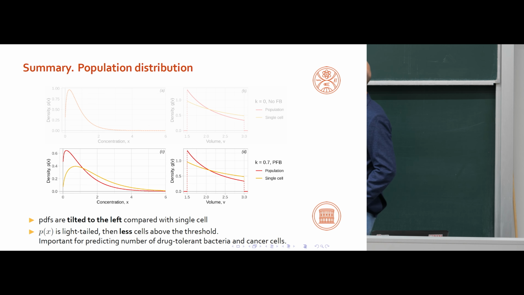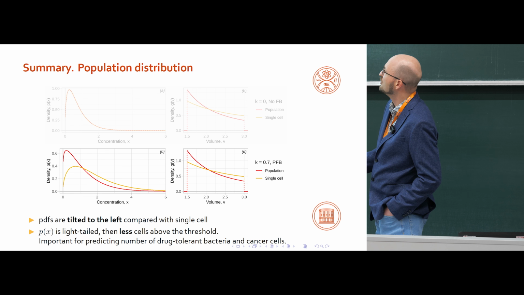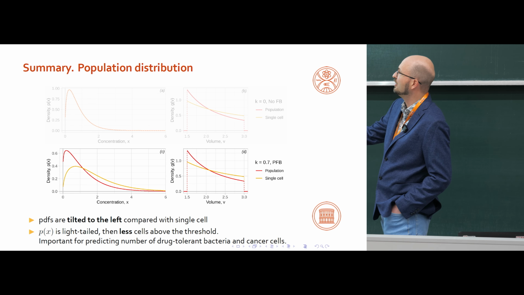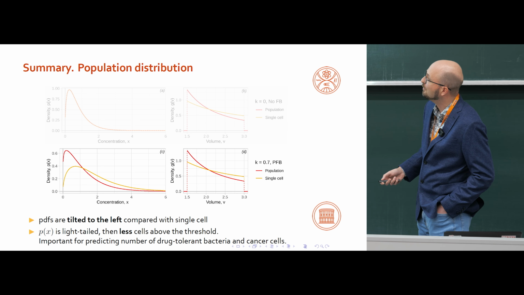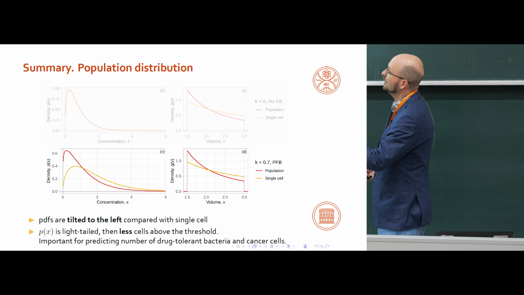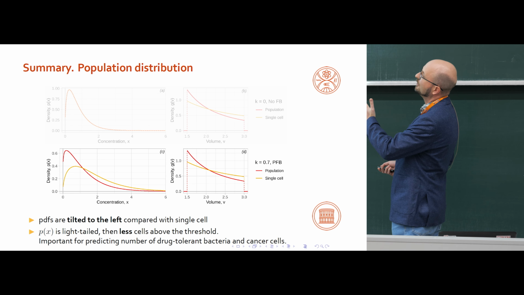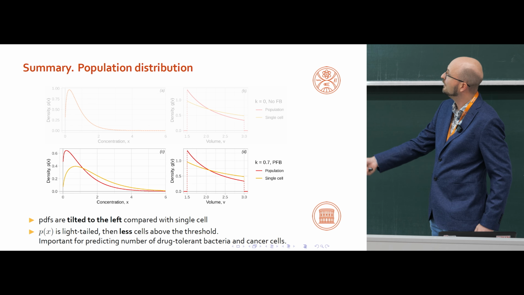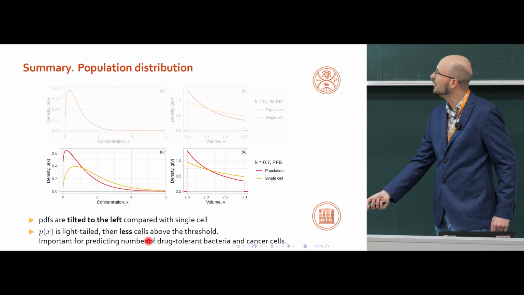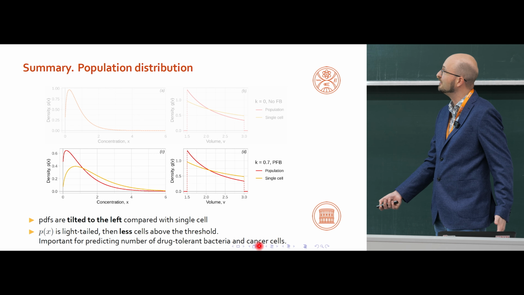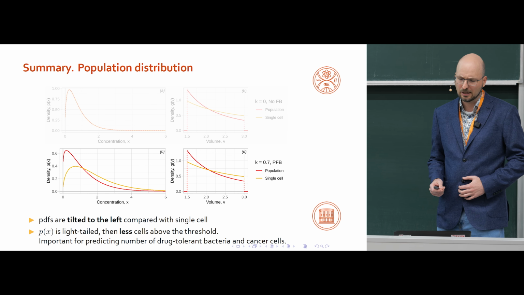So the bottom line is that the population distribution is light-tailed compared to the single cell distribution, which can be important if, let's say, cells which have protein above a certain threshold, which would be these cells here, are important in some sense. For example, they are drug-tolerant bacteria or cancer cells, which is something that we are working on with Abhi in other contexts.